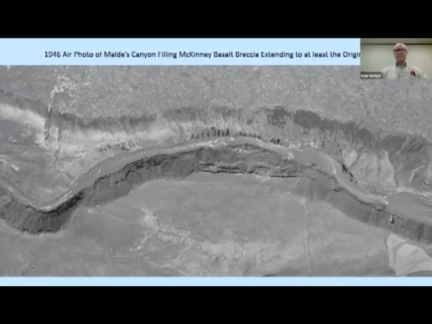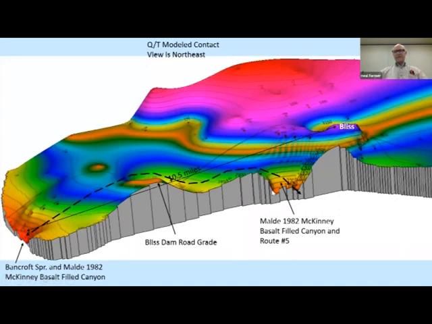And this is the 3D model showing that low canyon area that we just saw right here. It's Malde's canyon route number 5, which also is consistent with our 3D mapping in this area for this low area of the QT contact, or an ancient canyon that's been filled by a basalt later in time. And then Malde's route travels from that basically inlet of surface water to the groundwater system down to Bancroft. And that's about 10 miles distance from Bancroft Springs up to the Bliss area.